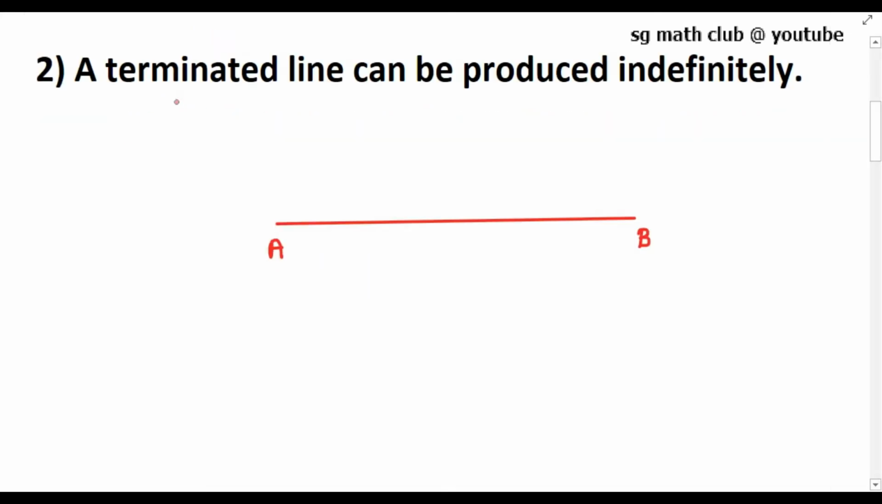Now the second postulate is: a terminated line can be produced indefinitely. You can see that through two points A and B, a line segment is drawn. This is a terminated line because it has two endpoints, one at A and another at B. But you can produce this indefinitely. I can extend this line indefinitely on both sides. So Euclid's second postulate says that a terminated line can be produced indefinitely.